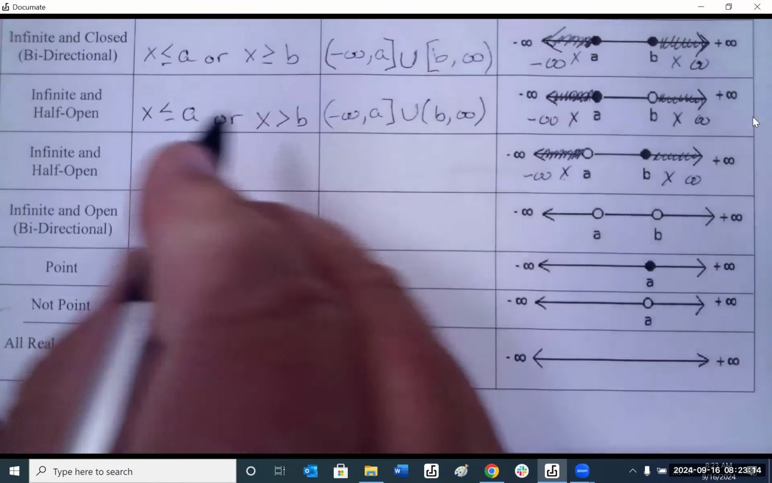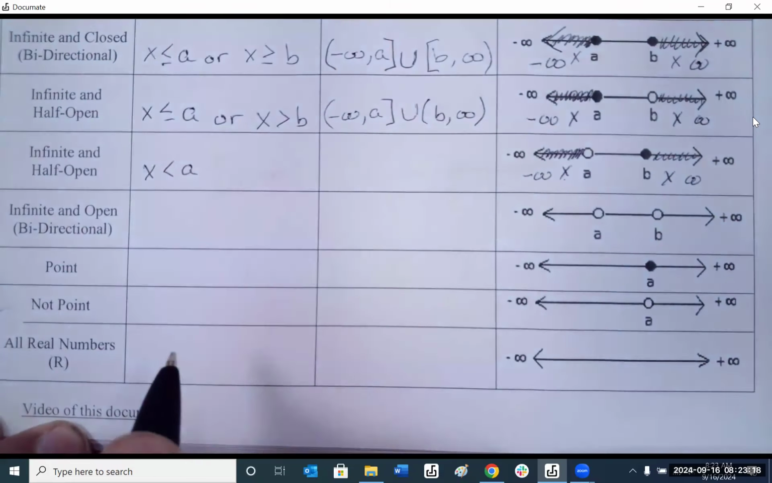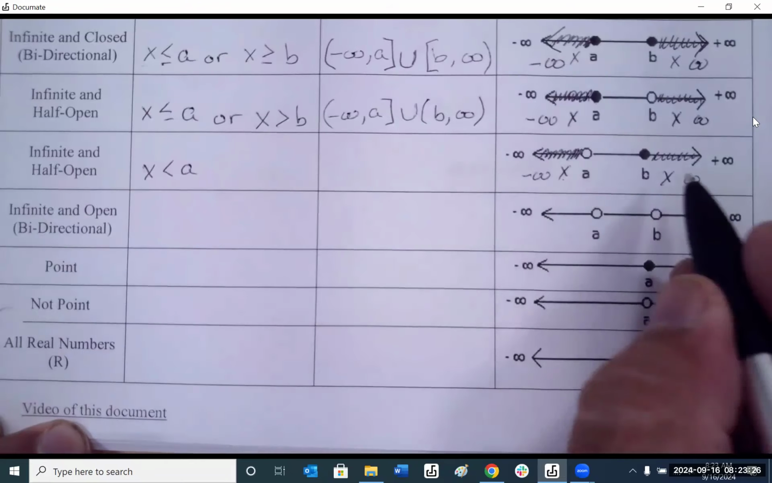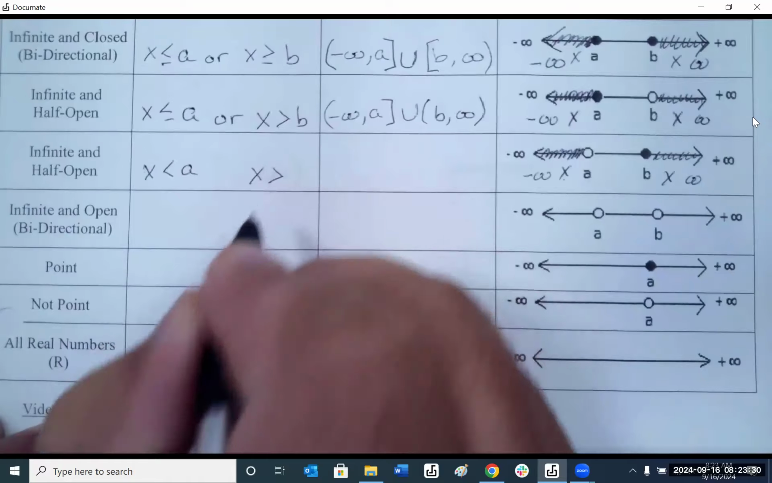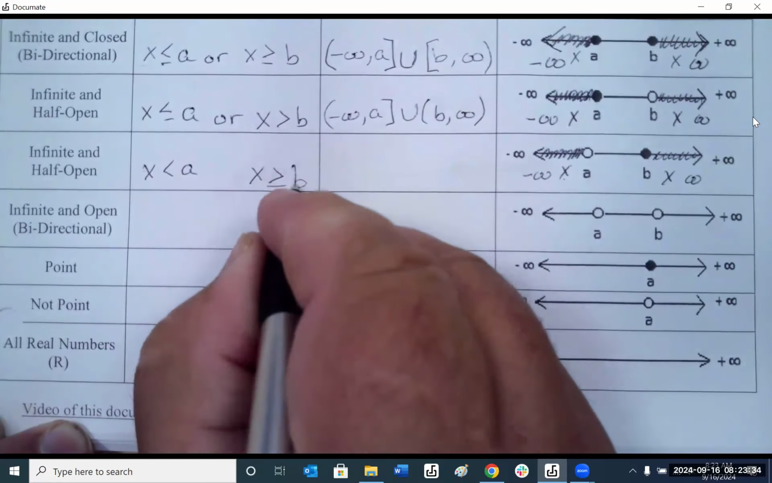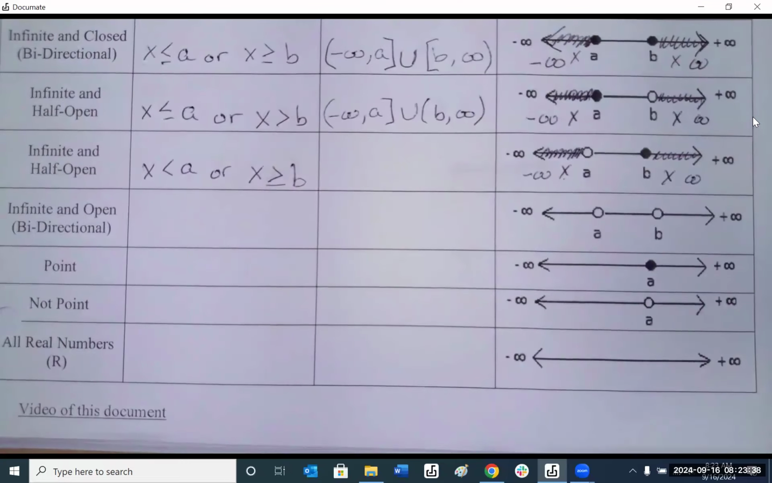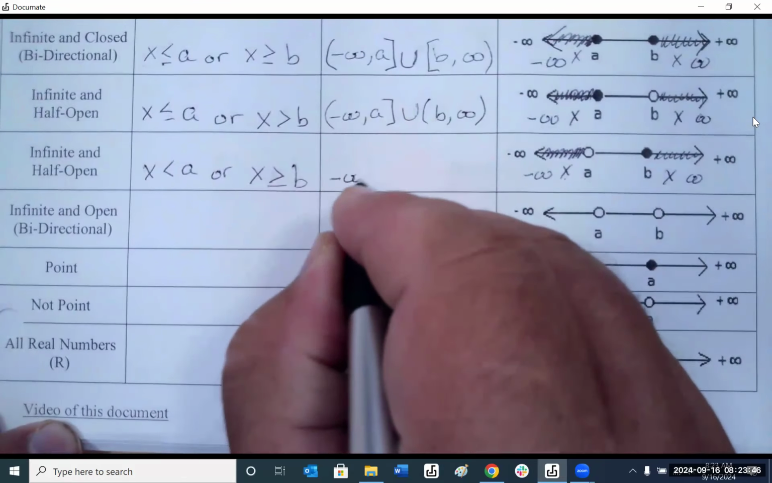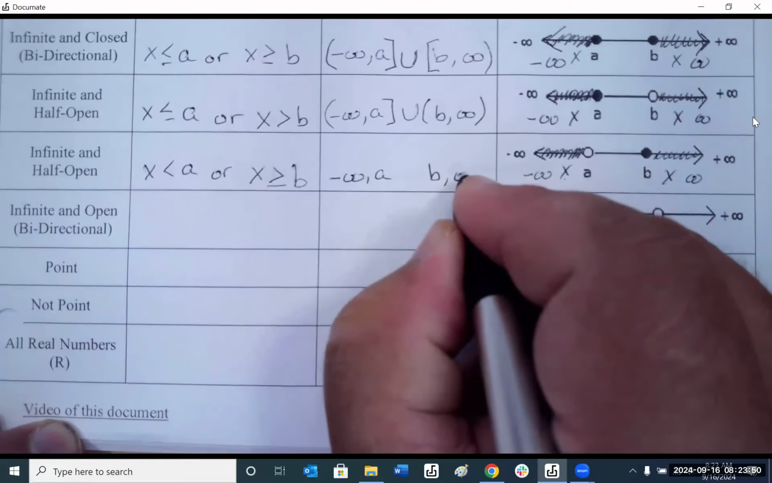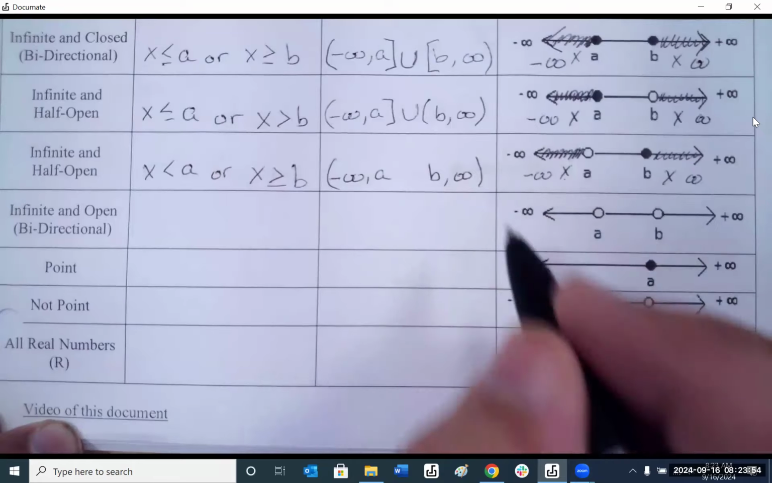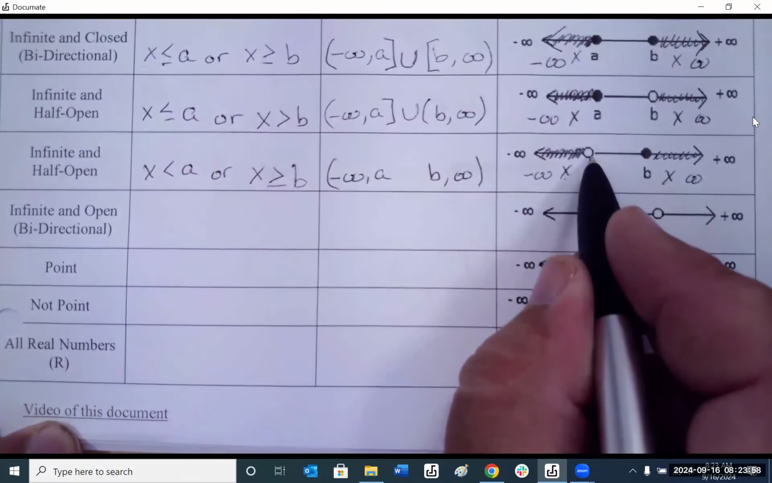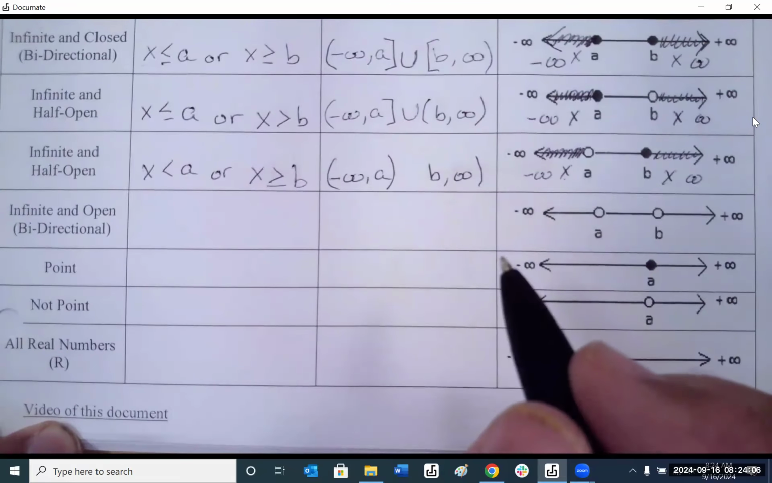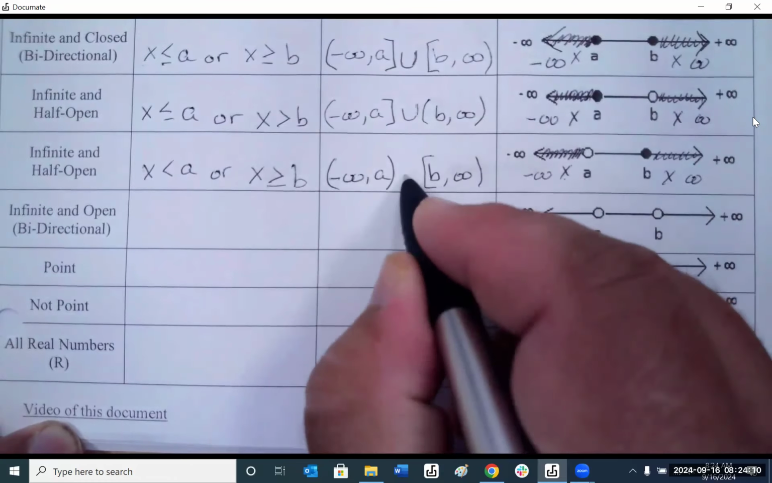Next one, X is less than A. Can it be equal to A? No, because it's open. How about B? X is greater than B, because it's to the right. Can it be equal? Yes. So we have an "or" statement. So we're going from negative infinity to A, and then B to positive infinity. Infinities are always parentheses. A is open, so is that a parenthesis or a bracket? Parenthesis. And then B is a bracket, with a union between them.